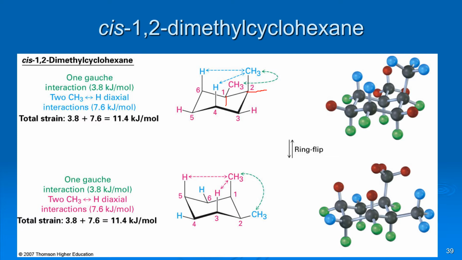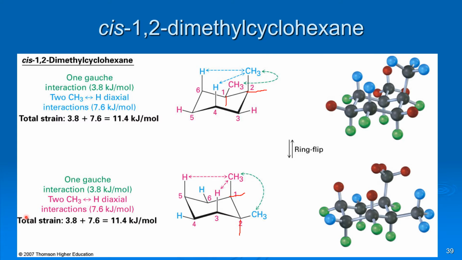If it does a ring flip, notice that the blue one that was on top, let me draw their axial in. Sometimes it's hard to see if you don't draw both hydrogens in. So the red one's equatorial, the blue one's axial. When it does a ring flip, the blue one becomes equatorial and the red one becomes axial. There's always one axial that has the 7.6 kilojoules, and there's always one equatorial that doesn't.